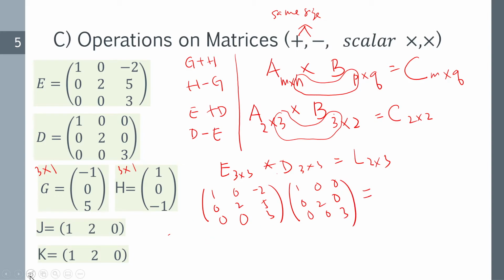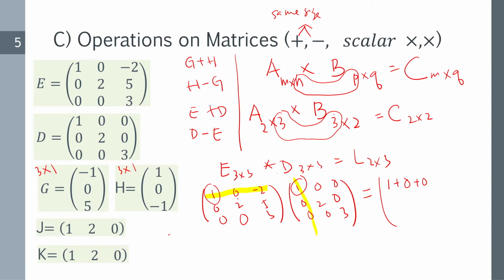Now, how to multiply? What you're going to do is take the first row, and multiply with the column, element with element. So that means 1 multiplied by 1 is 1, plus 0 multiplied by 0 is 0, negative 2 multiplied by 0 is 0.